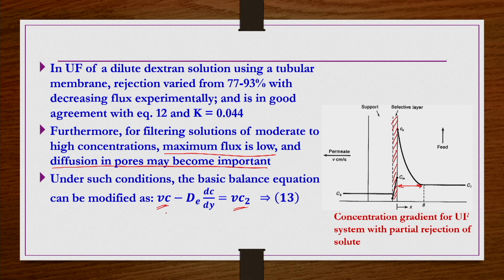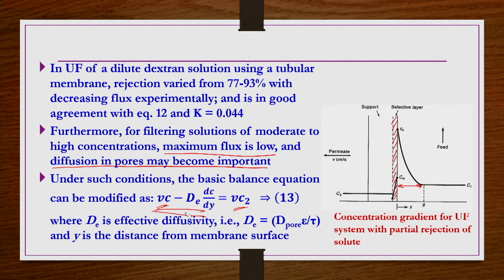If you take that into the left hand side, you will get this one, right. And dE is nothing but the effective diffusivity, that is D pore epsilon by tau, and y is the distance from the membrane surface towards the permeate, that is in the y direction, the reverse x direction. So, that is y here. The membrane thickness is L.